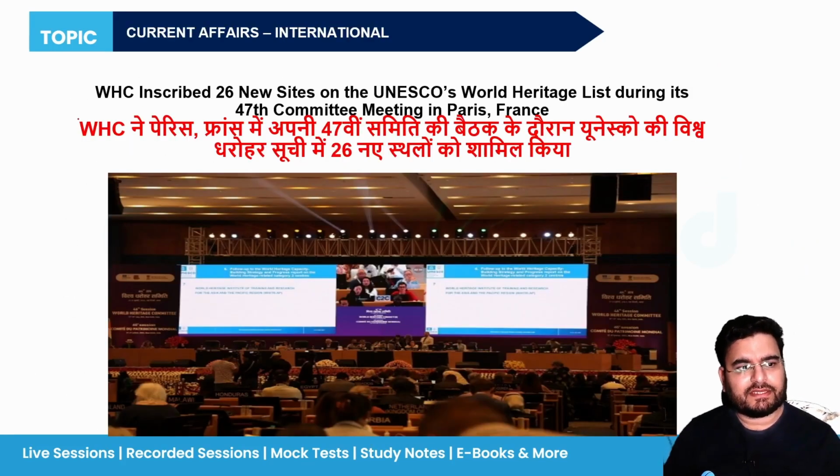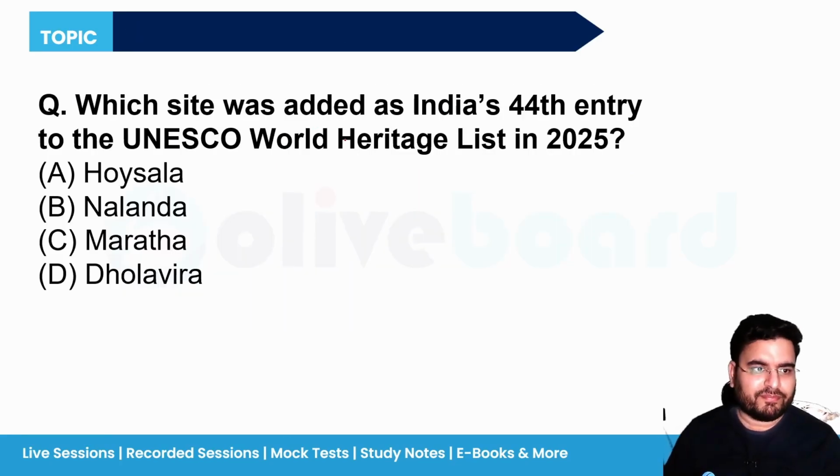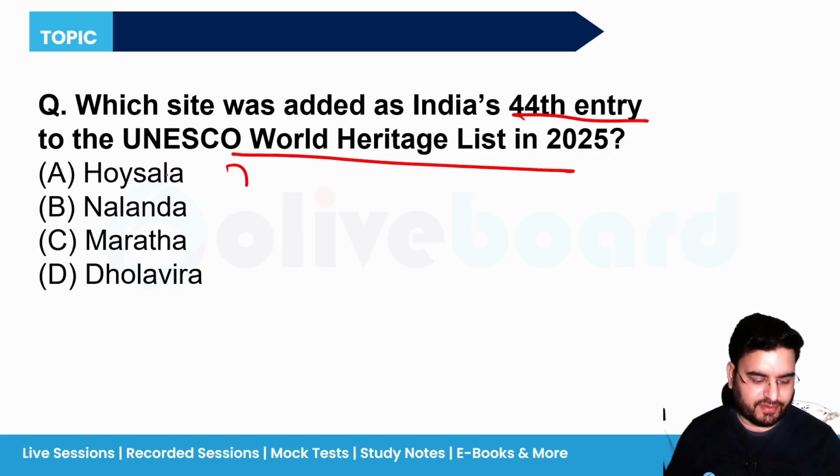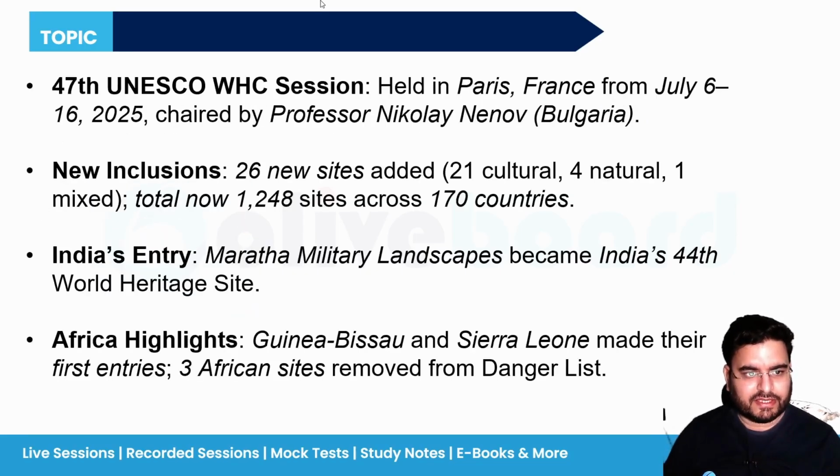Chalo. Next is World Heritage Committee inscribed 26 new sites on the UNESCO World Heritage List during its 47th committee meeting in Paris, France. So first of all, remember, let's see the question. Which site was added as India's 44th entry to the UNESCO World Heritage List in 2025? Okay, so let's see the news.